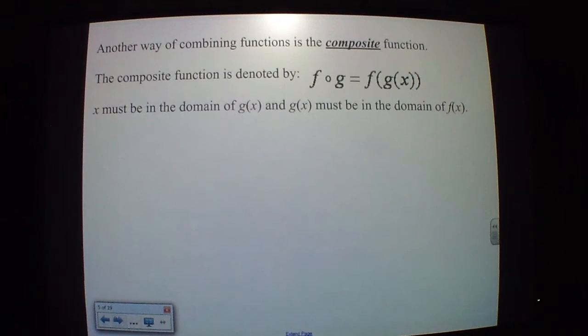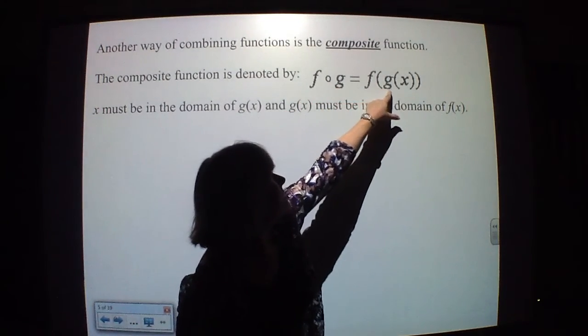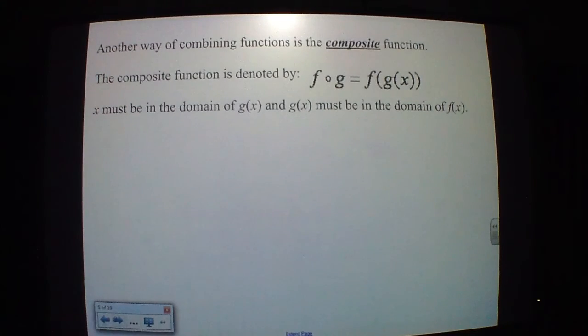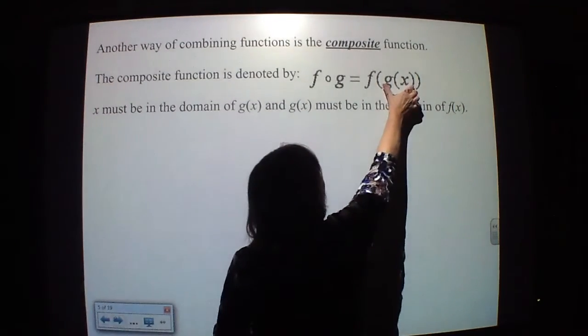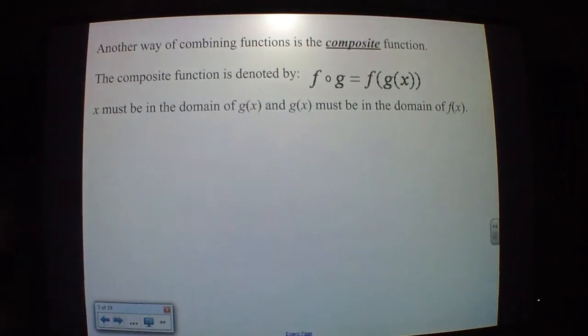Another way of combining functions is called the composite function. The composite function is noted f composite g, or f of g. It's written either way. They're the same thing. X has to be in the domain of your g of x. So x has to be in this domain, and then g of x has to be in the domain of f of x.